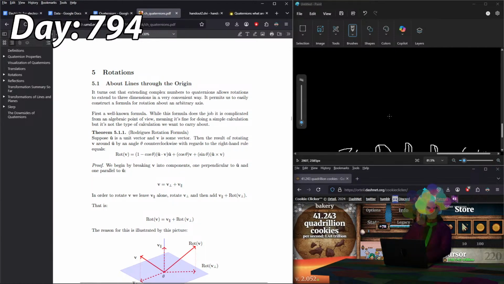Alright, there we go, we have some more space. It turns out that extending complex numbers to quaternions allows rotations to extend to 3 dimensions in a very convenient way. It permits us to easily construct a formula for rotations about an arbitrary axis.